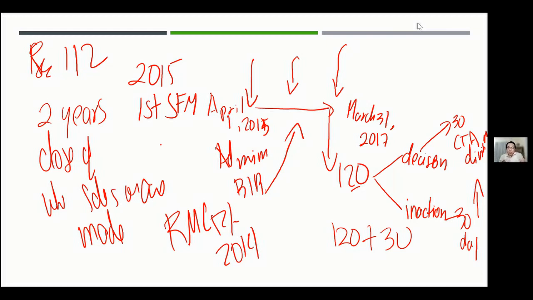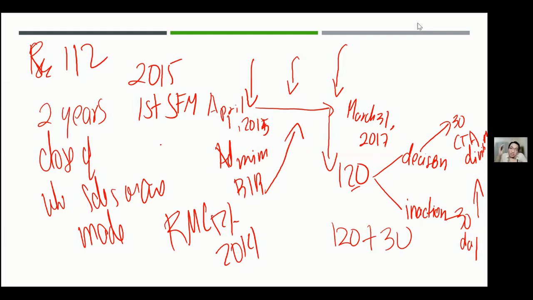Kung hindi pa tapos yung 120 days, at wala pang desisyon, huwag kang aakyat sa CTA. Because if the 120-day period is not yet expired, and you elevated it to the CTA, you file an appeal, the CTA will dismiss your appeal on the ground of what? Lack of jurisdiction. Because your petition is prematurely filed. You failed to exhaust your administrative remedy. Hindi pa tapos yung 120 eh.